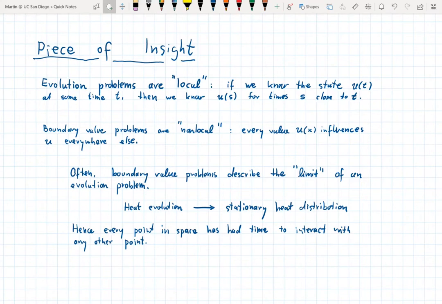So at this point, we can already give some piece of insight on the nature of boundary value problems, in particular in comparison to initial value problems. In some sense, evolution problems are local. Namely, if we know the state u(t) of some function at some point in time t, then we already know u(s), at least for some times s that are close to t. And as we know, for example, under some very mild conditions on the differential equation, we can show the existence and uniqueness of the solution, at least locally.